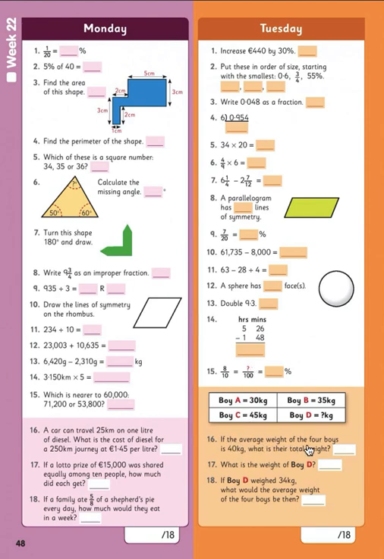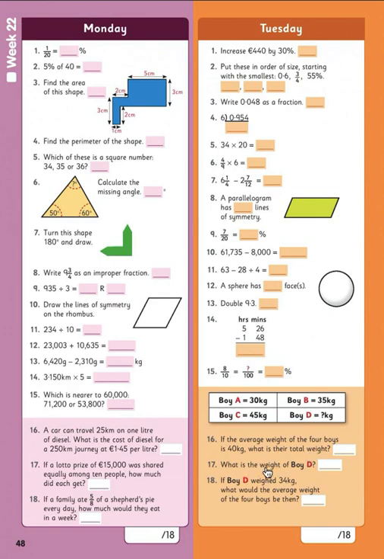If the average weight of 4 boys is 40 kg, what is their total weight? So they would have had a total and divided it by 4 to get to 40. So now you're trying to work backwards. If something divided by 4 gives you 40, how do you get back to that total?